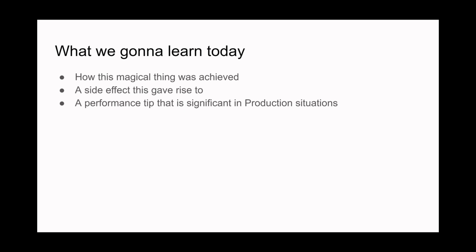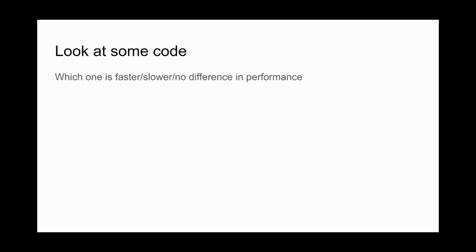And with everything that you do, it comes with some side effects. So we are going to look at that side effect, and we're going to figure out one performance issue that can happen, and we're going to see the solution for how to not let that happen. So let's look at some code, and I want you to write your answer on some piece of paper: which code is slower, which one is faster, or whether there is really no difference.